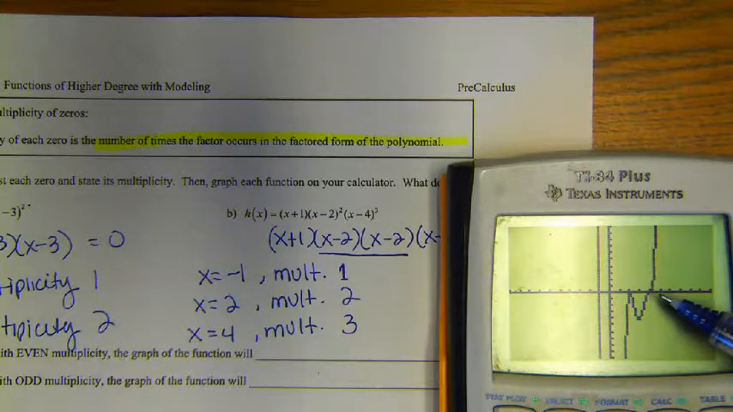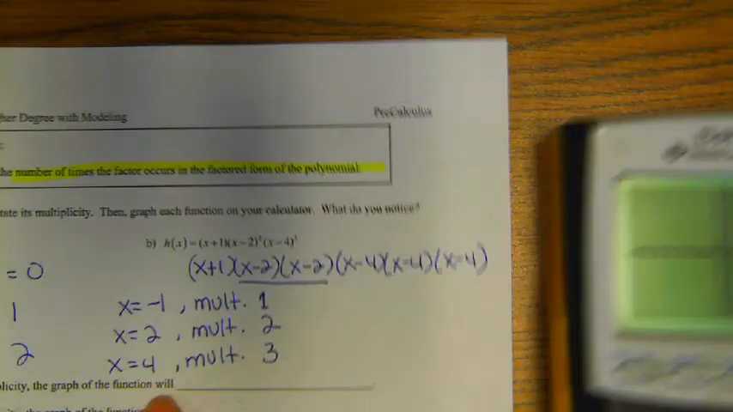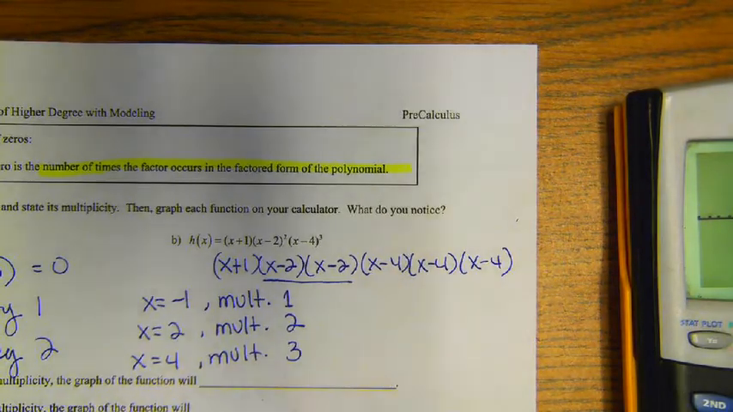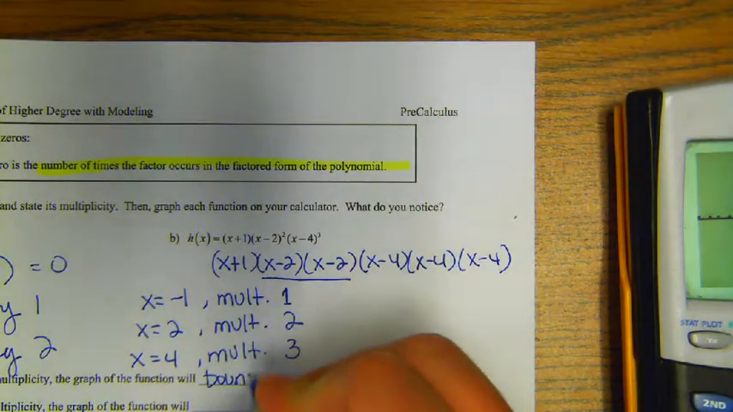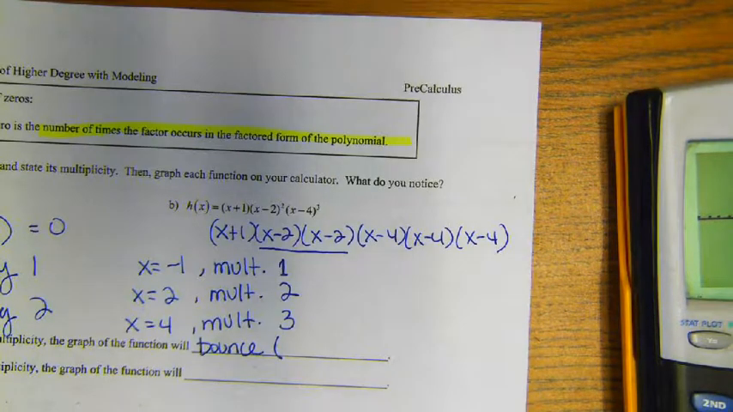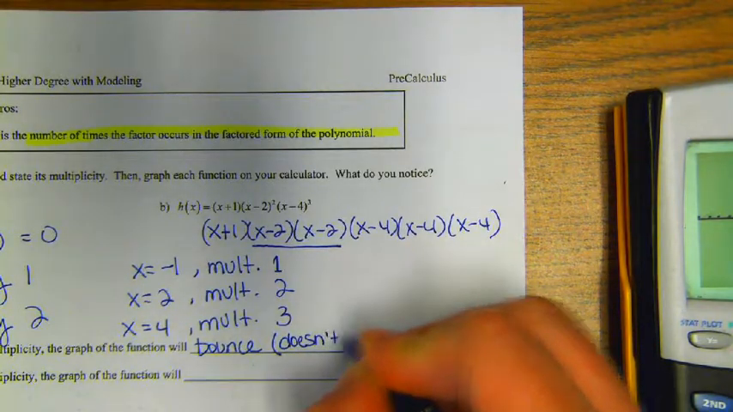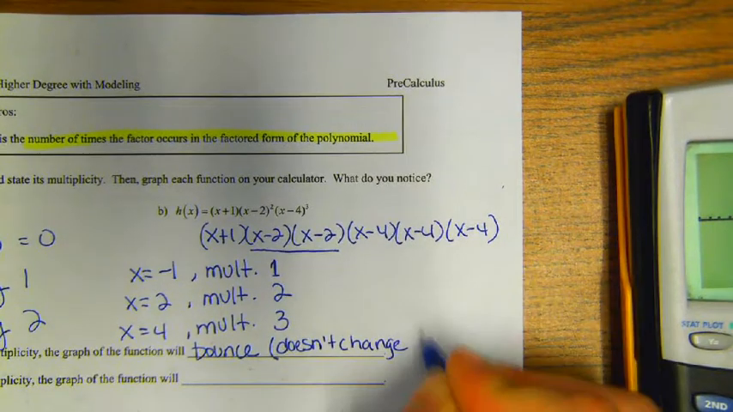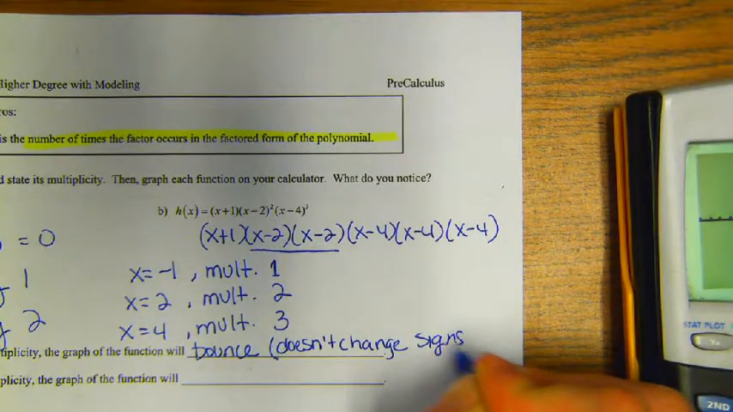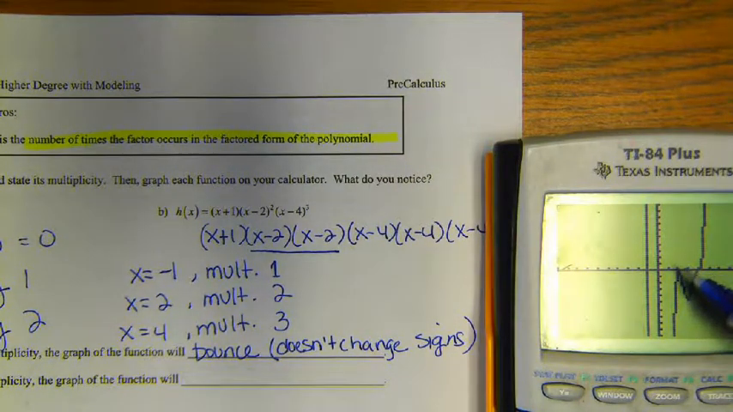Let's summarize then. At a 0 with an even multiplicity, the graph of the function will do what? What do you want to say? You can say bounce, but what I want you to also write there is not change signs. It doesn't go through the x-axis. Okay, in other words, it's negative, it has 0, then it still is negative because it's below the x-axis. That's what I mean by doesn't change sign.